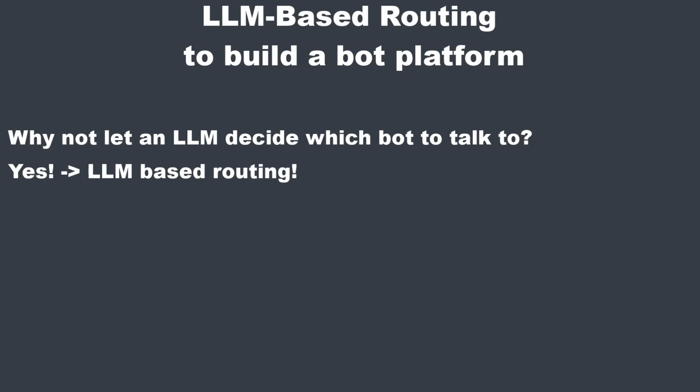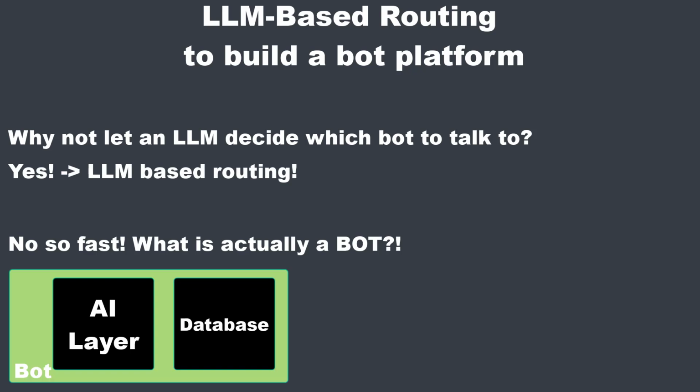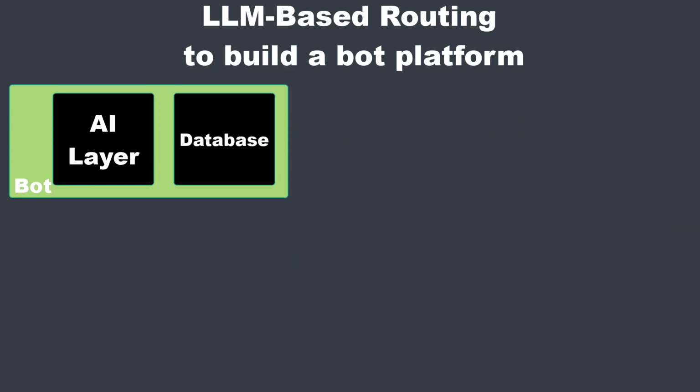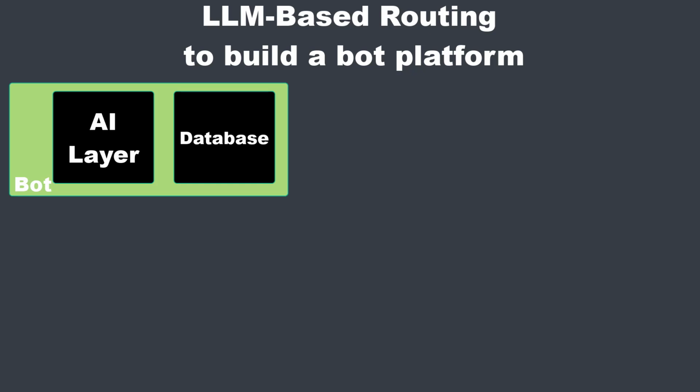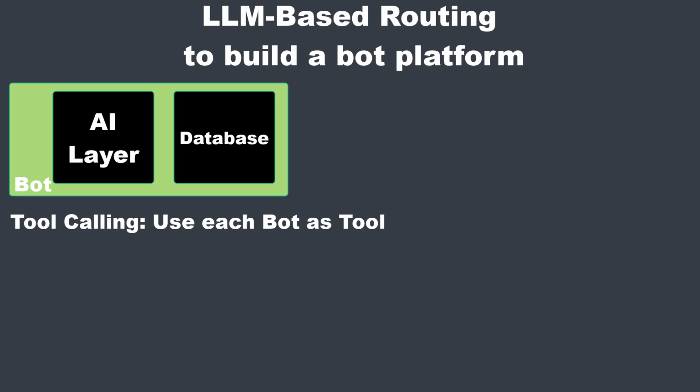Before we dive deeper into that, we first have to define what a bot actually is. A bot has its own AI layer and a database, enabling it to function autonomously. The platform routes to a chosen bot. One way to achieve this is by using tool calling, where each bot acts as an independent tool that the router LLM can call. However, there's also a method to remove the AI layer from each bot entirely.